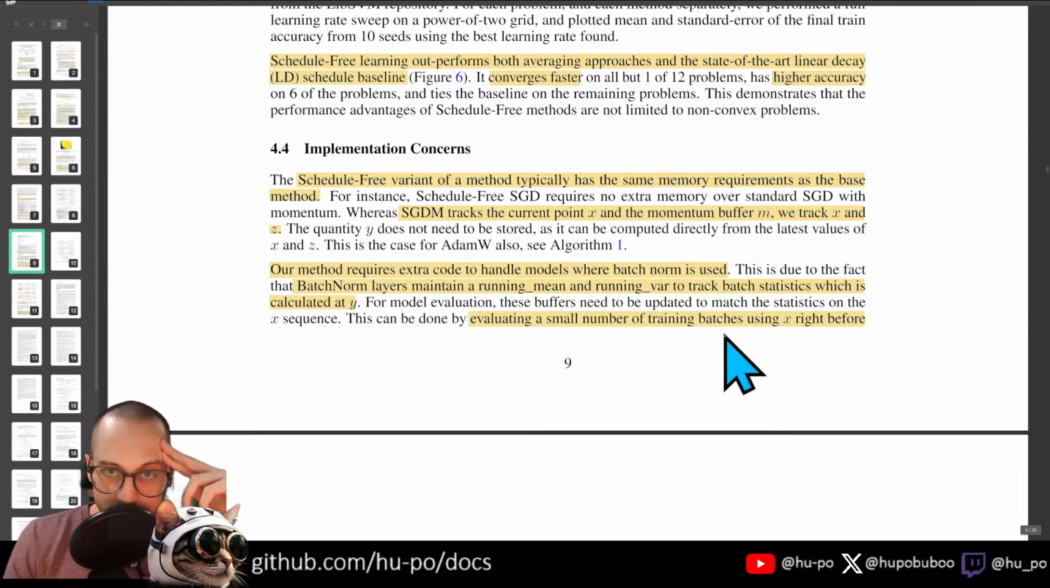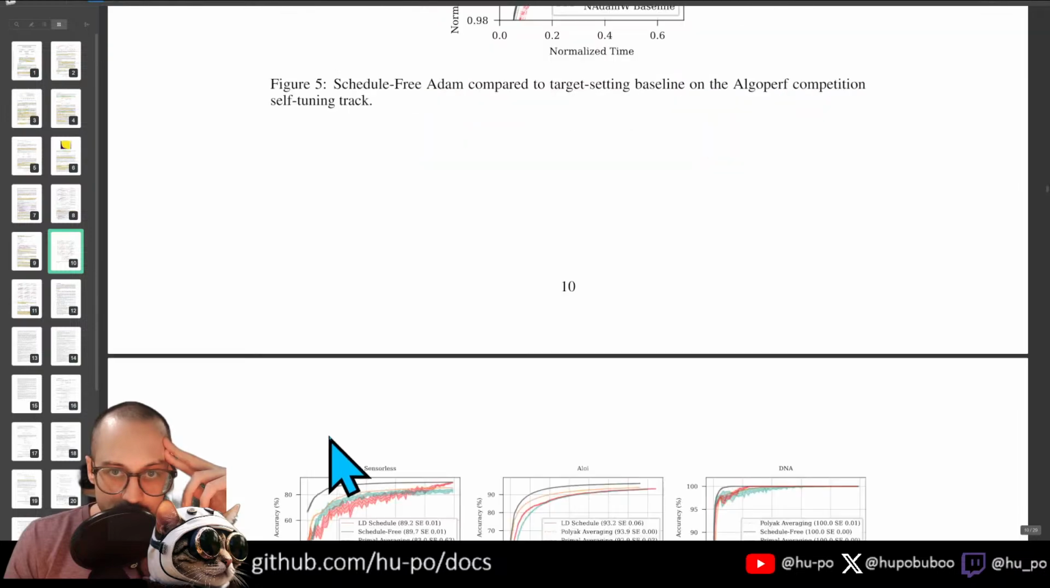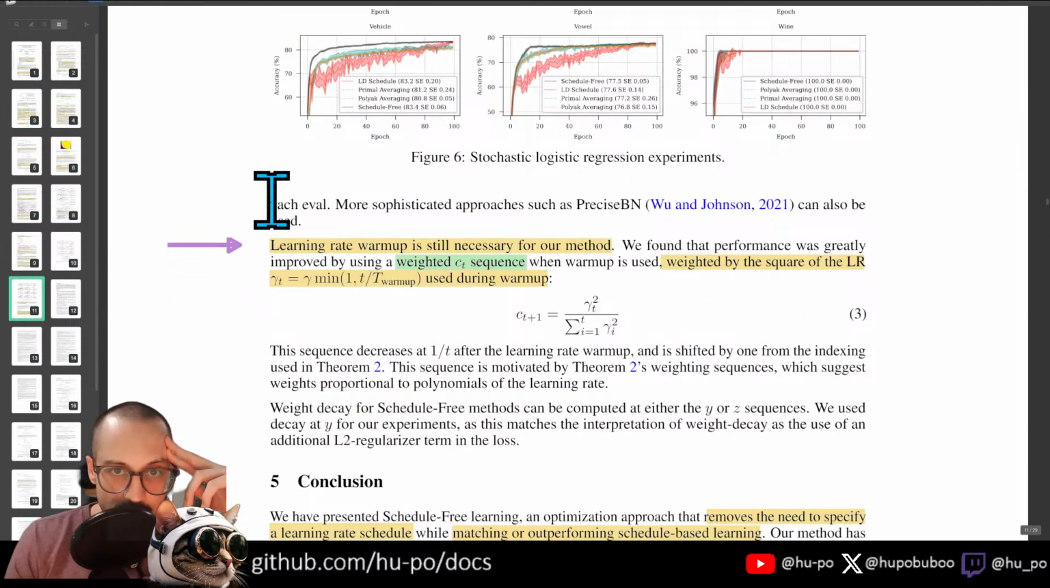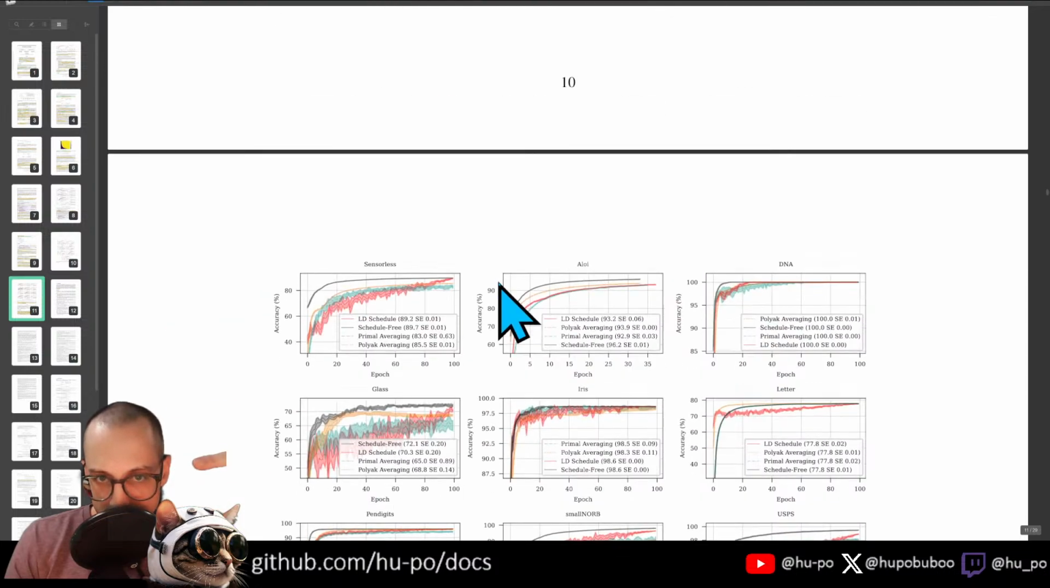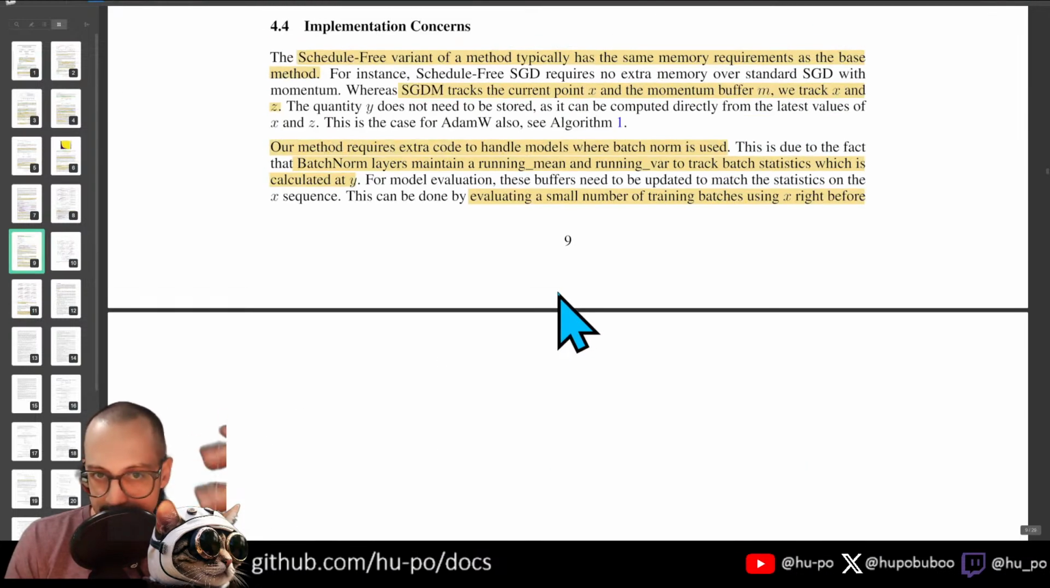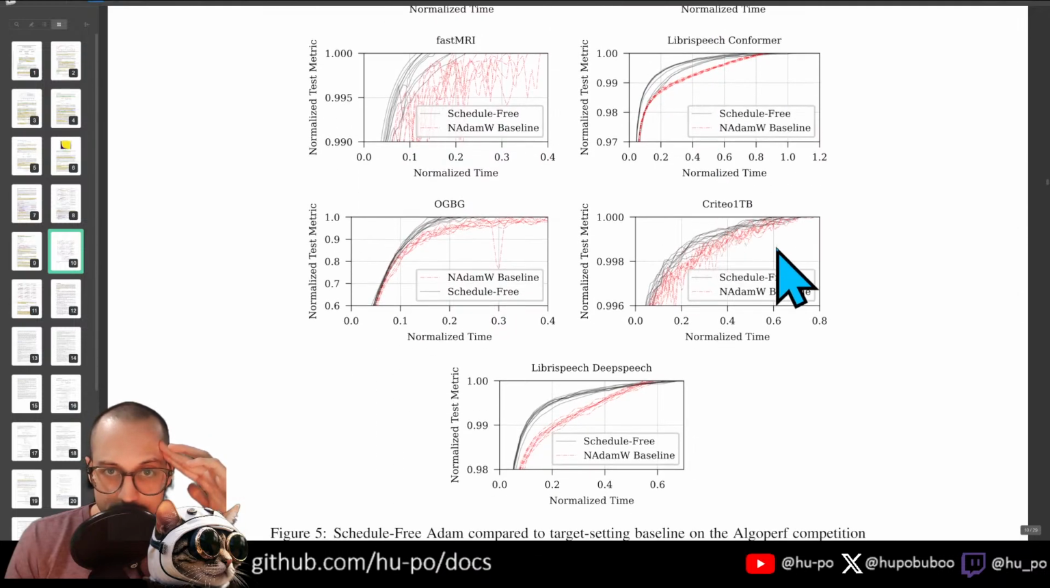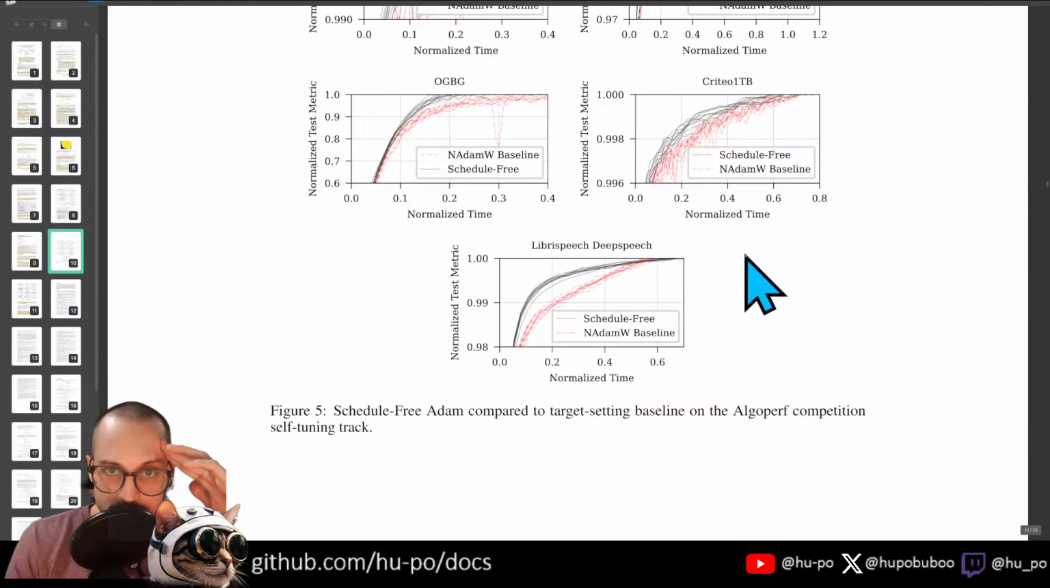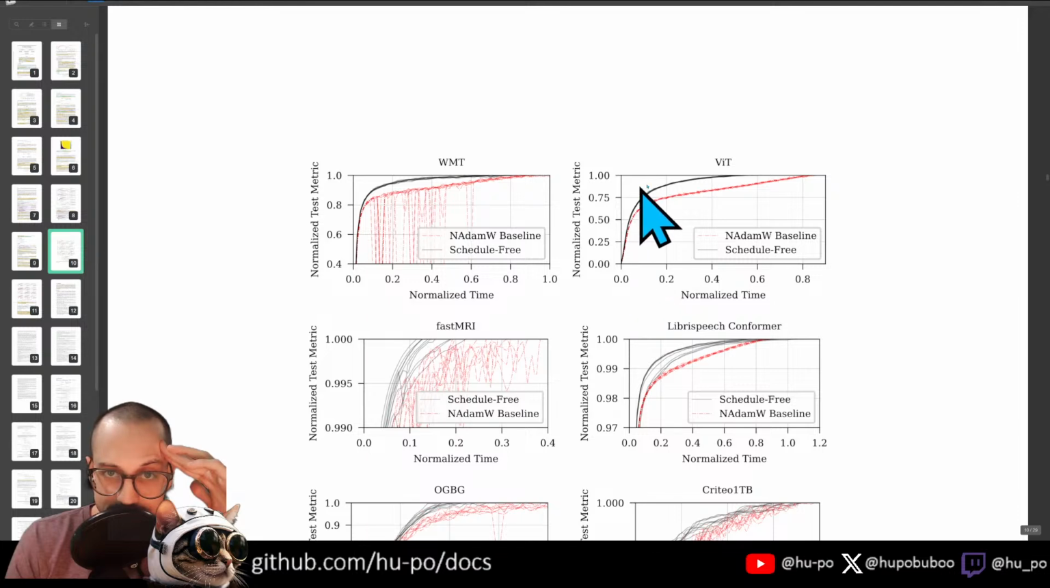Evaluating a small number of training batches using X right before each eval. So now when you're doing evaluation, which you're probably going to do after every certain number of epochs or training steps, you're going to have to add extra code which requires extra memory and extra compute in order to do the batch norm. So not quite better in terms of memory and compute efficiency, but it gets there faster.